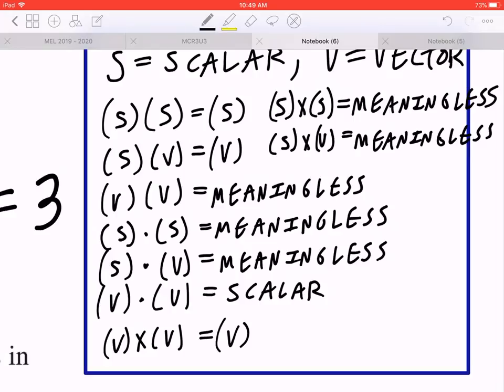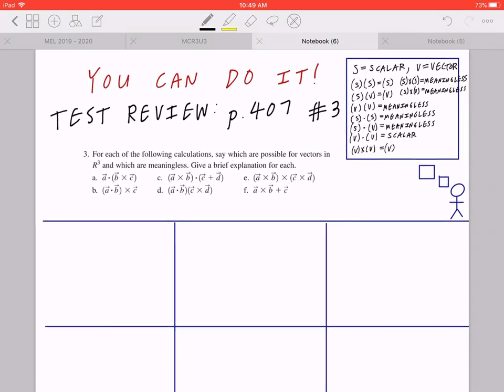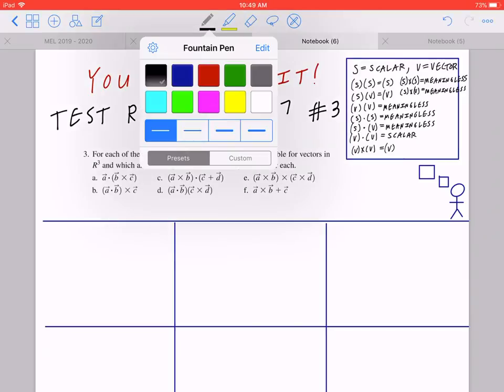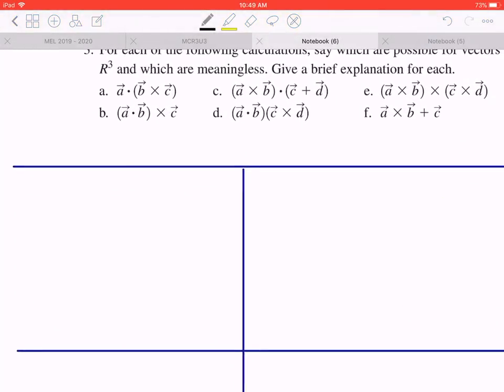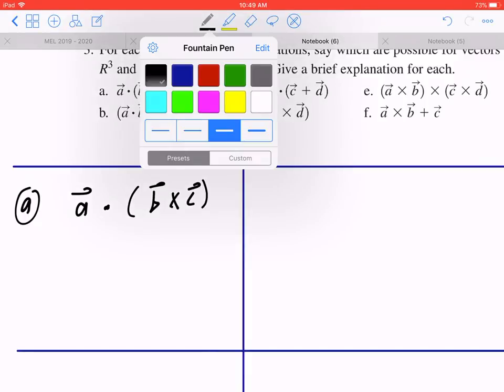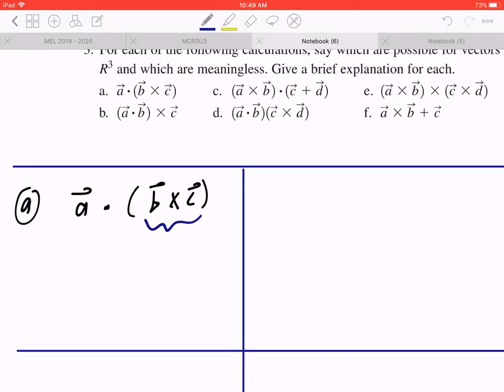Now that you have all 9 cases, you can now try number 3a all the way to 3f. So, if you think about part A, you're taking A dotted into B cross C. If you look at the brackets, vector B cross vector C is going to give you a vector. And of course, the dot product of 2 vectors will give you a scalar outcome. So this is meaningful, and the outcome is going to be a number, a scalar outcome.